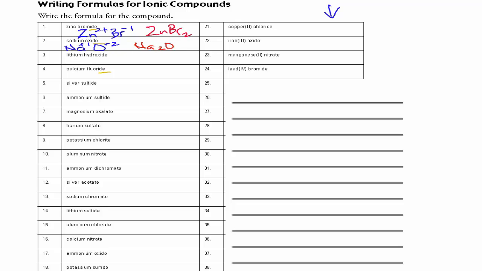Lithium hydroxide. Again, this is where you're going to use your periodic table. Lithium is +1. Hydroxide is on your table of polyatomic ions. It's -1. So the correct formula is just going to be LiOH. Piece of cake.